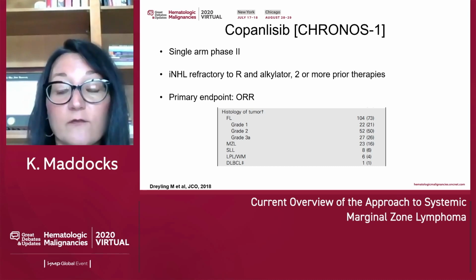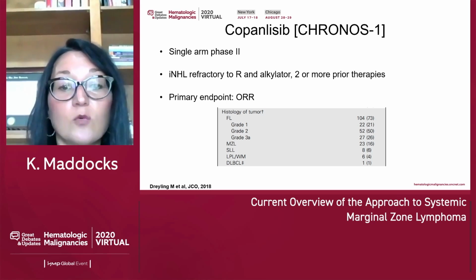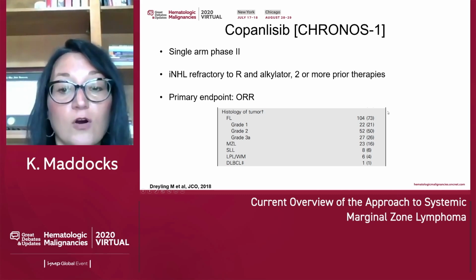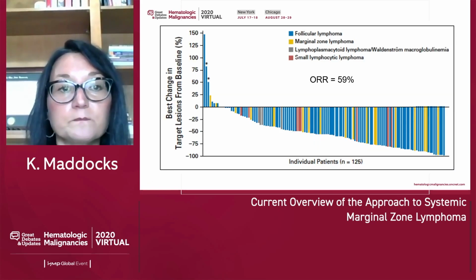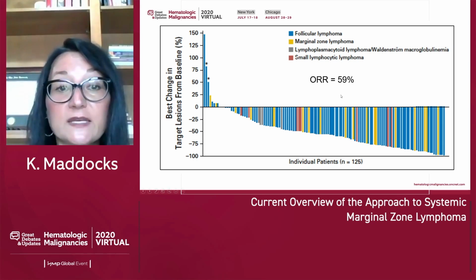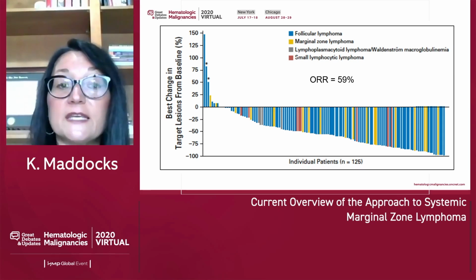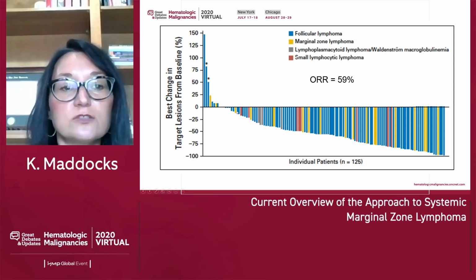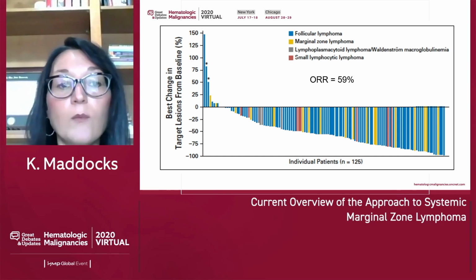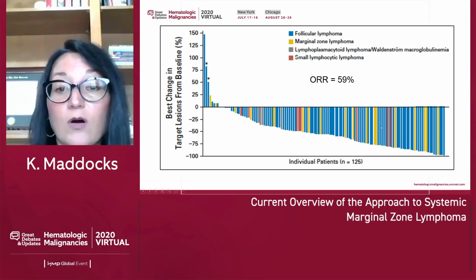Again, 16% of the patients enrolled in this trial were marginal zone lymphoma, and the primary endpoint of this trial was also overall response to therapy. The overall response rate in this trial was 59%. If you look at the yellow, which would be the patients with marginal zone lymphoma, again, the large majority of patients, although numbers were small, had stable disease or a response to treatment.